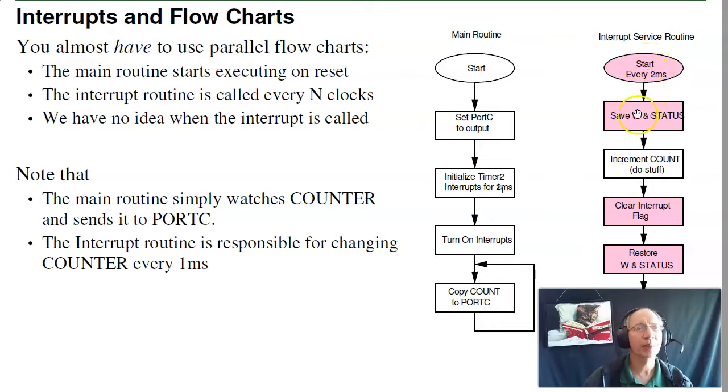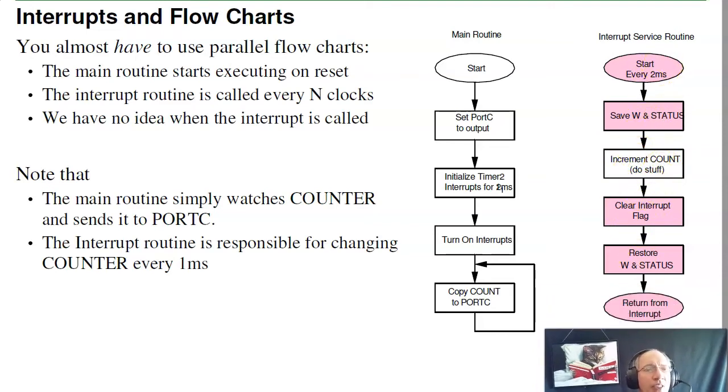What's common is save W in status, clear the flag, restore W in status, then return from interrupt. What's different is that once in a while, I presumably call the interrupt for some reason, do something, like increment a counter or toggle a pin. But that's really optional. On the homeworks, when you do the interrupts, what I would do is leave off the pink part, because that's kind of understood, and just ask: every 2 milliseconds when I interrupt, or every n clocks when I interrupt, what do you do?